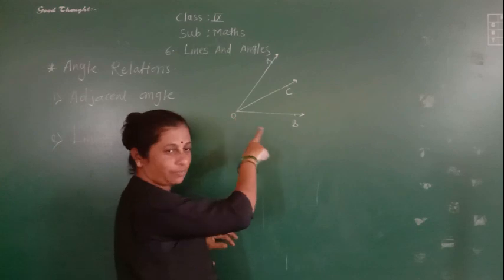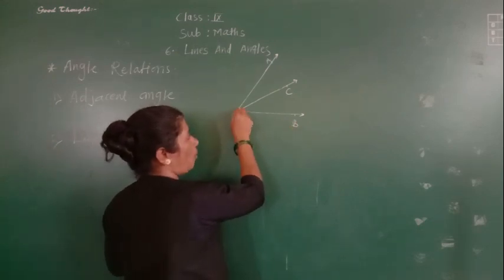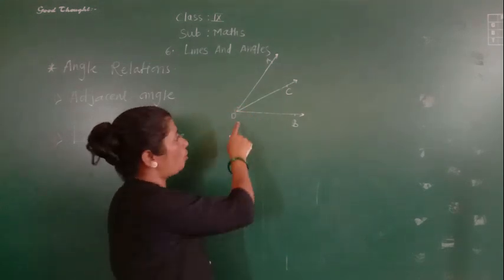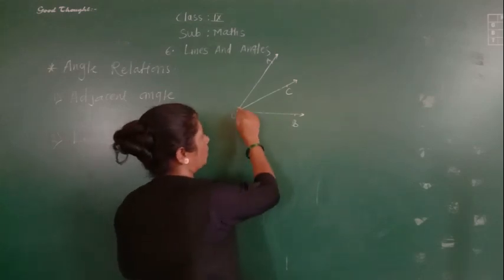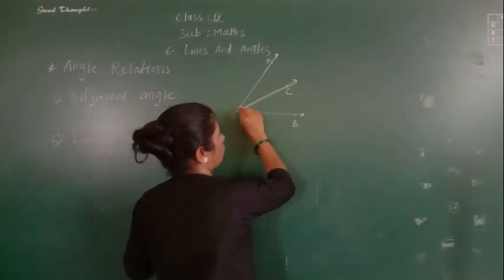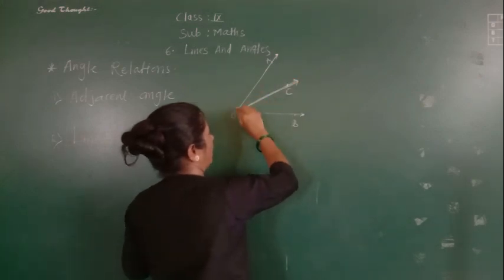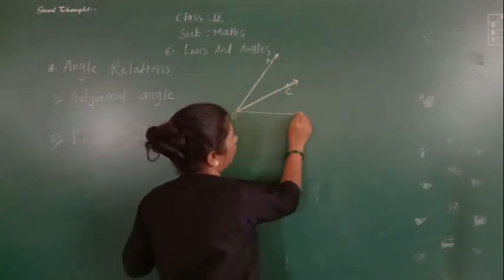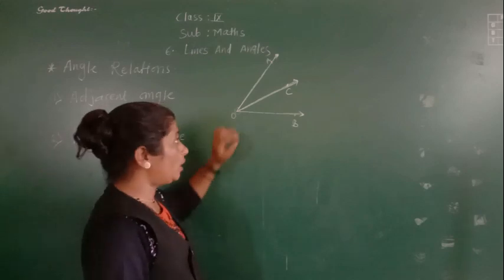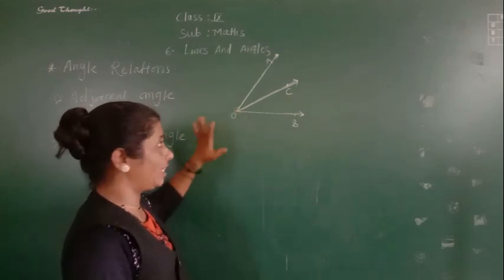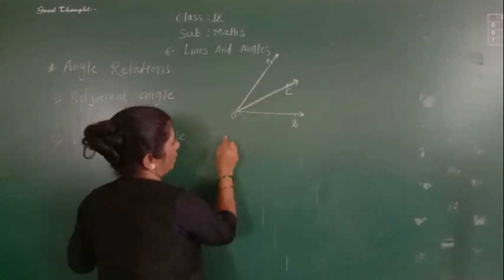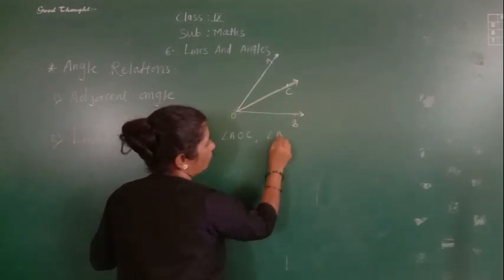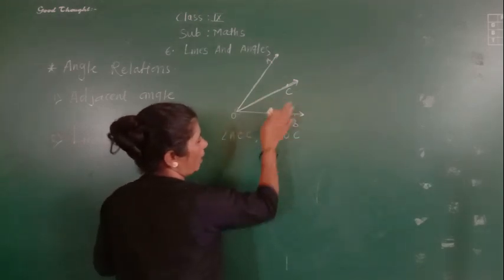Now if we observe this figure, what is here? Point O, or vertex O, is the common point, right? Or O is the common vertex. Then OC is one of the rays, and OA is one of the rays and OB is one of the rays, right? So the two angles called adjacent angles, see, if I take this angle AOC and angle BOC, I will say these two angles are adjacent angles.